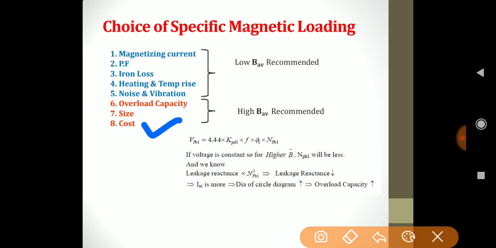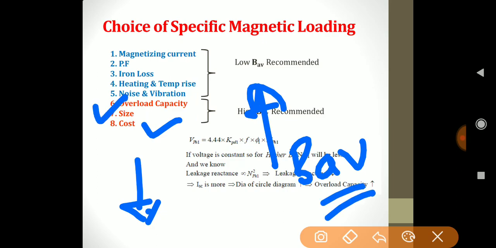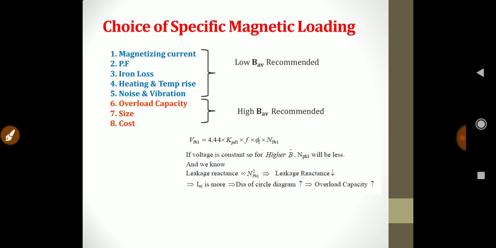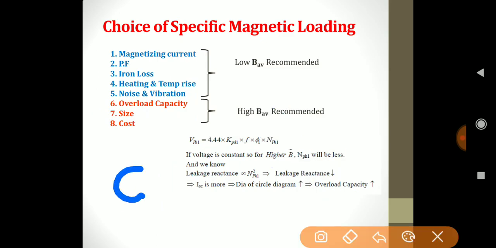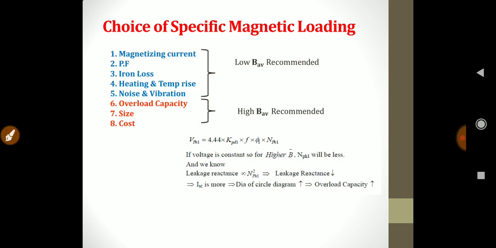If you want the cost of the machine to be low, then a high BAV value is recommended. As we know, with high BAV, the size is going to be small. If size is small, cost will be low. So cost and BAV are, I can say, inversely proportional. Cost is proportional to 1 upon BAV. The higher the value of BAV, the lower will be the cost of the machine. So these are the factors.